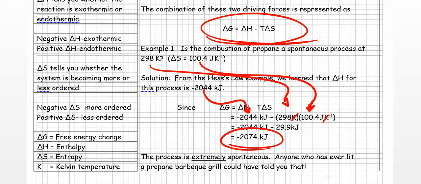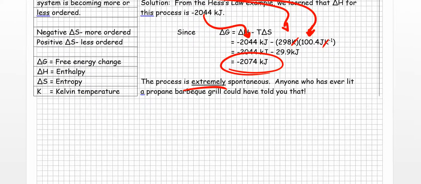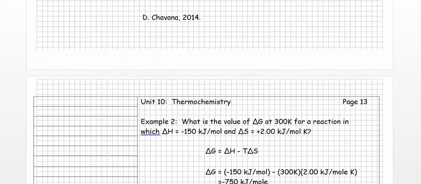Now, what does that mean? Well, obviously 2,074 is a big number, but it's also negative. It means that since the delta G is a big negative number, this process is extremely spontaneous. And anyone who's ever lit a propane barbecue grill could have told you that, okay? So that's that. So we've done an example then, helping us to understand how to calculate delta G.